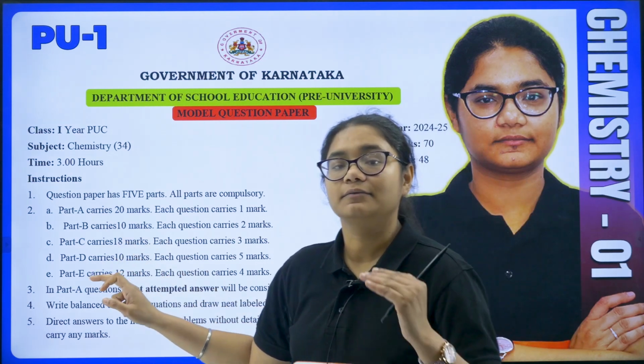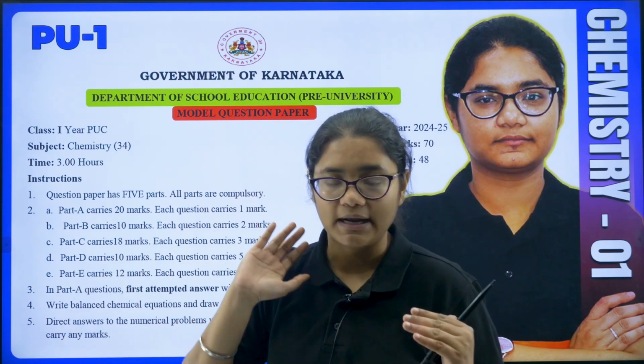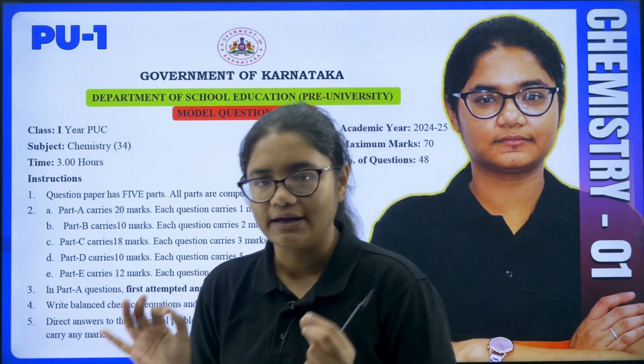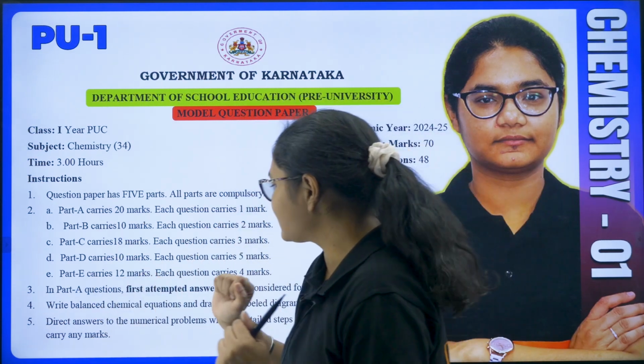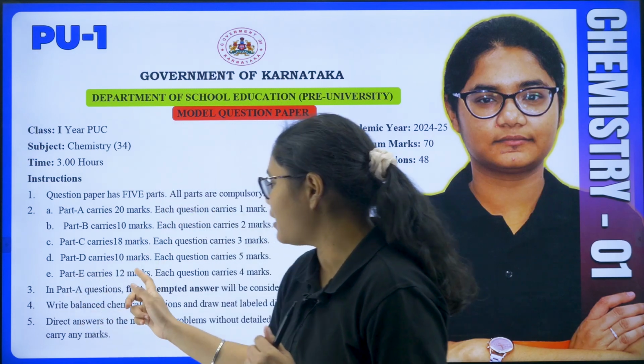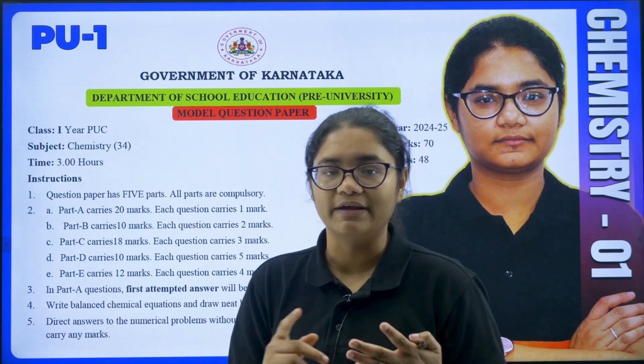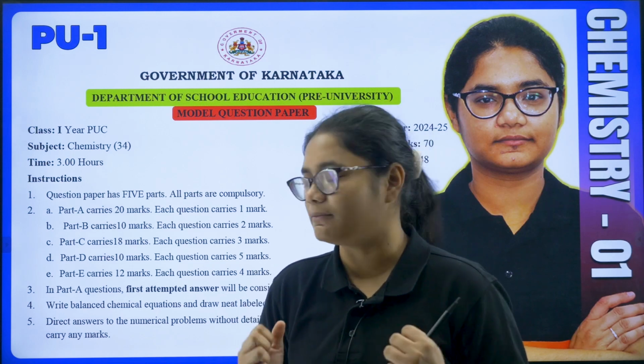Then you have part D, where you have to attempt 5 marker questions. You have to attempt any 2 and you will get 10 marks. Next, coming to part E, that is 12 marks, where you have numerical questions. You have to solve any 3 numericals. You will get 12 marks there.